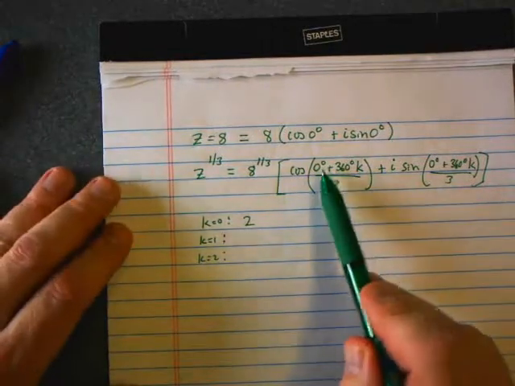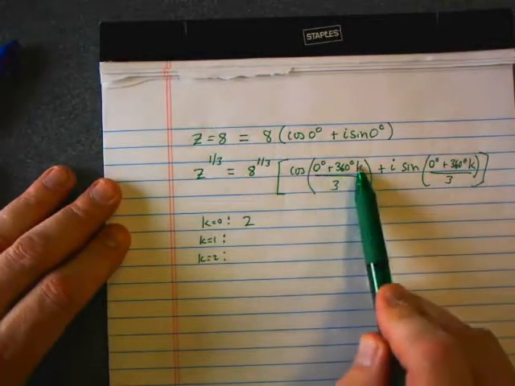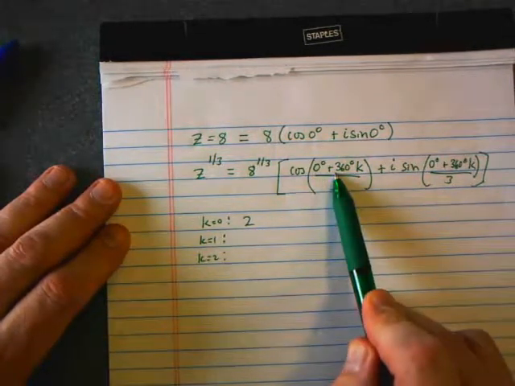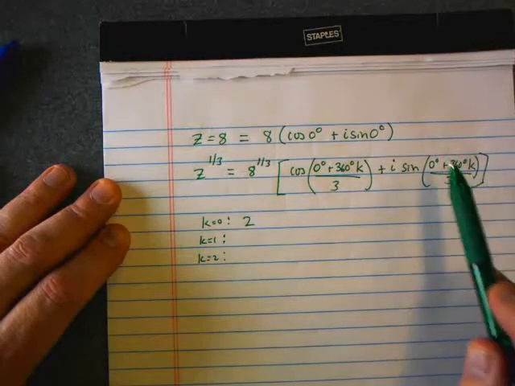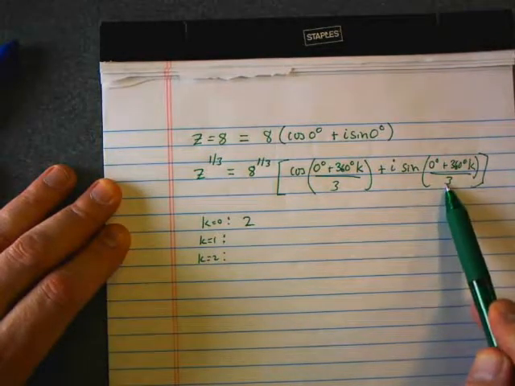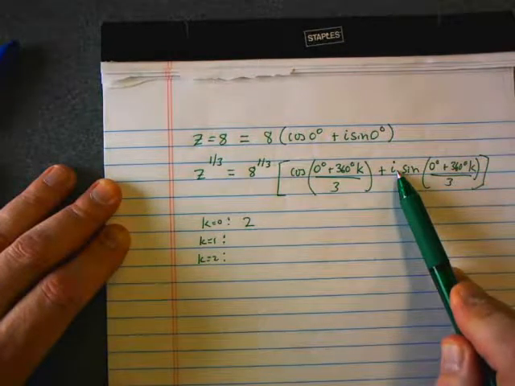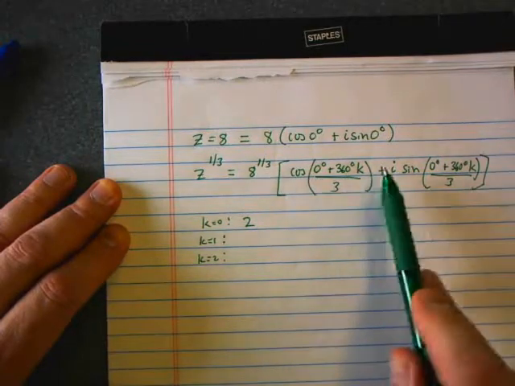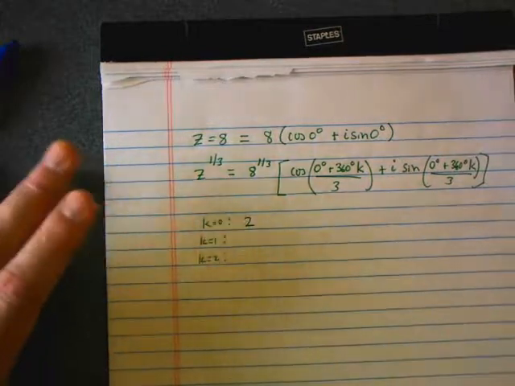I plug in 0. What's 360 times 0? What's 0 plus 0? What's 0 divided by 3? What's cosine of 0? It's 1. And when I plug in 0 here, I have 0 plus 0 over 3. What's 0 plus 0 over 3? Still 0. What's sine of 0? What's 0 times i? 0. So I have 2 times 1 plus 0. So there's where we get 2. There's one of our answers.